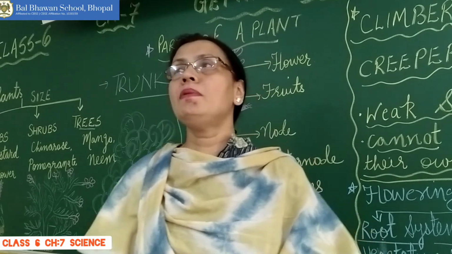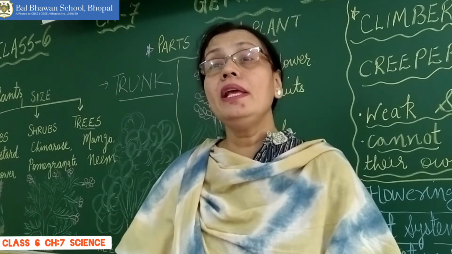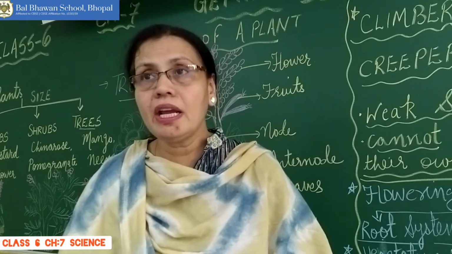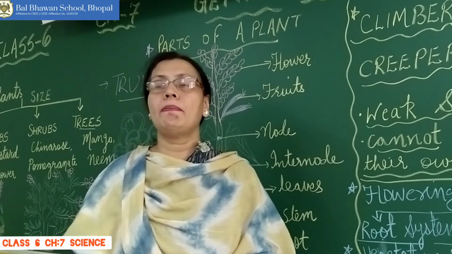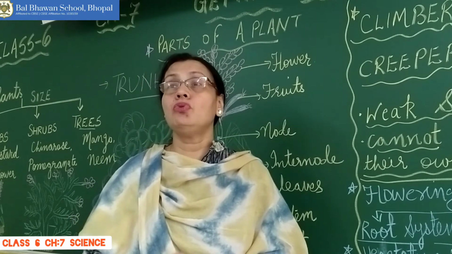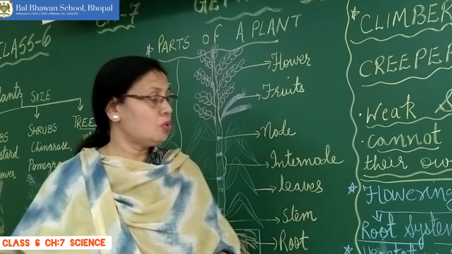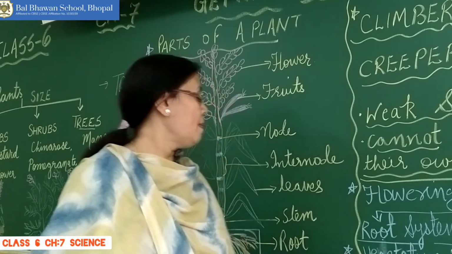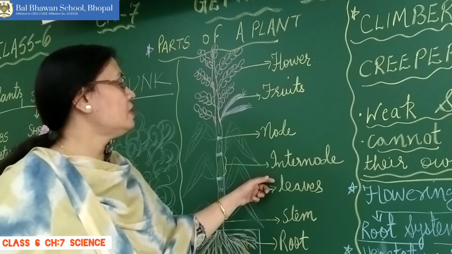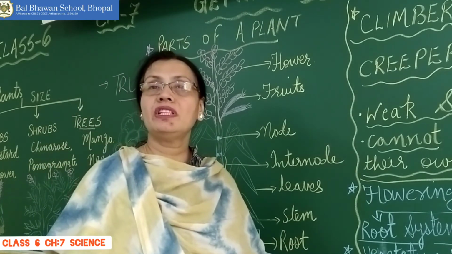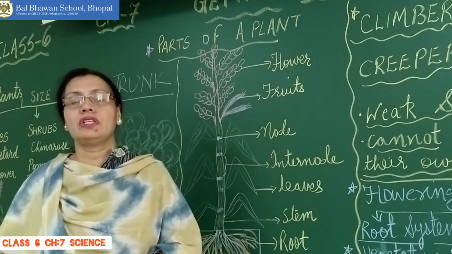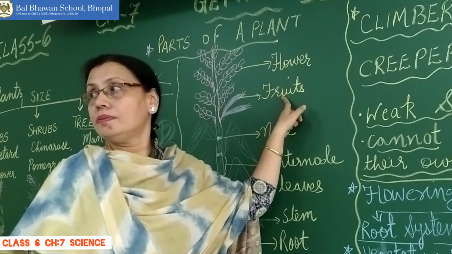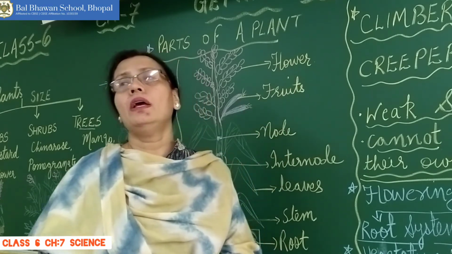Vegetative parts are those parts of the plant which help only in the growth of the plant. They are responsible for increasing the height and weight of the plant, but they do not take part in reproduction. That is, they do not give rise to a new plant. So those parts of the plant which are basically involved in growth are called vegetative parts. In the vegetative part, we have root, stem, leaves, internode and node. Coming to the reproductive parts, these are the parts of the plant which help in reproduction and in producing a new plant. So we have flower and fruit. Flower changes into fruit on reproduction.